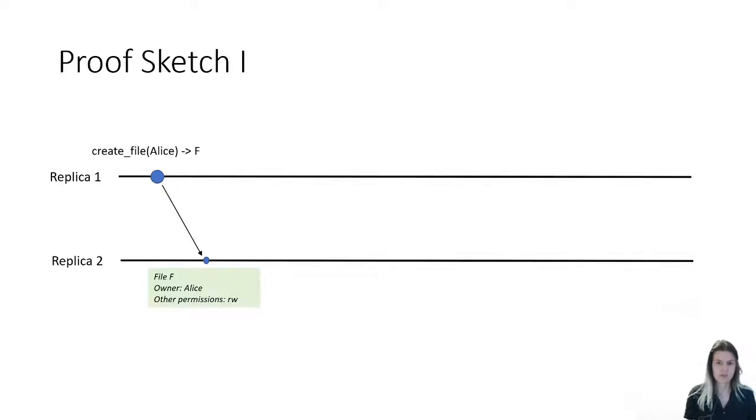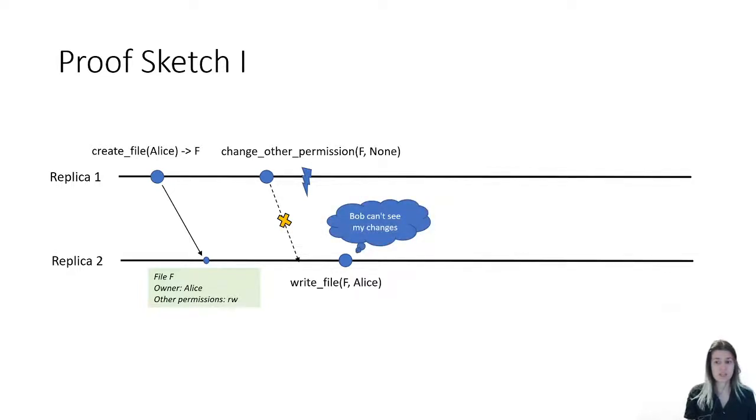After that, a network partition occurs, and updates cannot be replicated between the partitions for a while. Still connected to replica 1, Alice sets the other permissions to none. Again, this change will not be replicated to replica 2 yet. After that, Alice goes offline. Once she's back online, she connects to replica 2 without knowing that she's connected to a different state. She writes to F thinking that Bob cannot see her changes because she has previously set the permissions applicable to Bob to none. Bob then tries to read and write to F, and he succeeds.